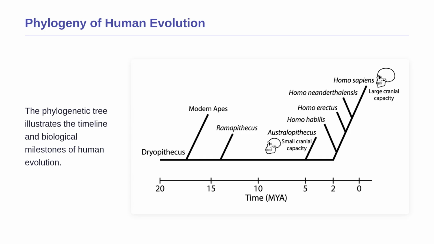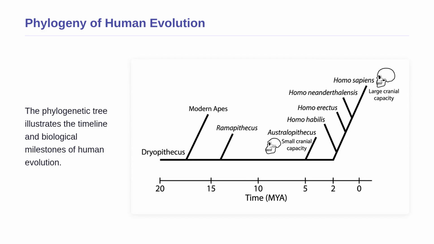This brings us to a visual representation of everything we have discussed. Here, you are looking at the phylogeny of human evolution. Notice the horizontal axis at the bottom, representing time in millions of years ago, from 20 down to 0. On the far left, the tree begins with Dryopithecus. As we move right, the lineage splits. The top branch leads to modern apes, while the bottom branch tracks our hominin ancestors.